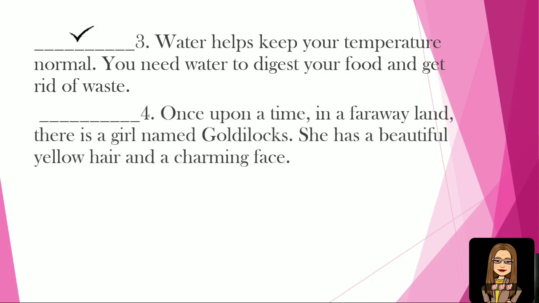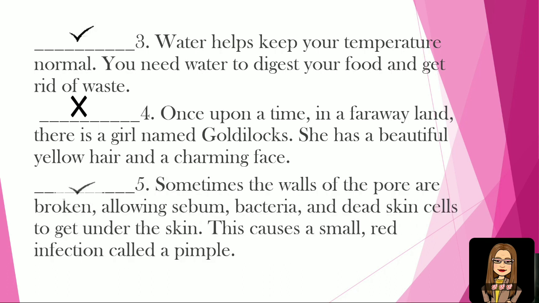Number 4. Once upon a time in a faraway land, there is a girl named Goldilocks. She has a beautiful yellow hair and a charming face. The answer is X because it doesn't show explanation. Instead, the paragraph is about the fairy tale. Number 5 is sometimes the walls of the pore are broken, allowing sebum, bacteria, and dead skin cells to get under the skin. This causes a small red infection called a pimple. The answer is check. It shows explanation.